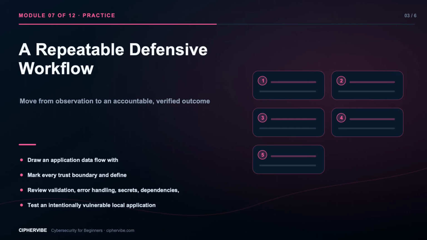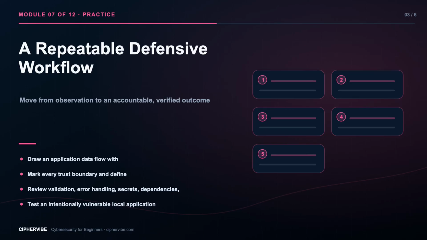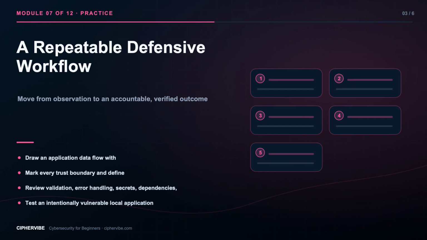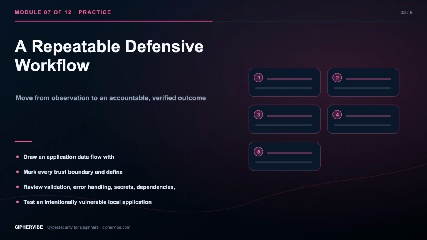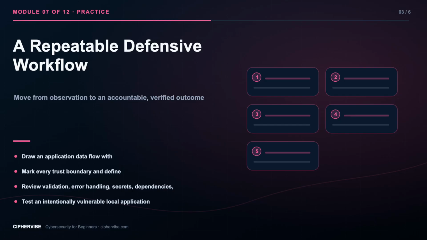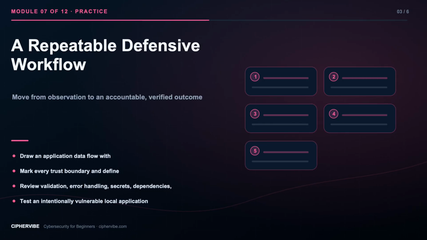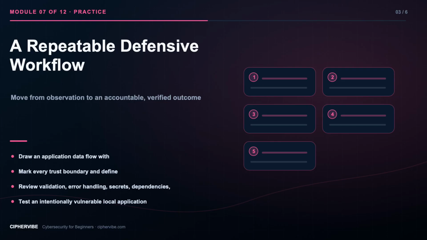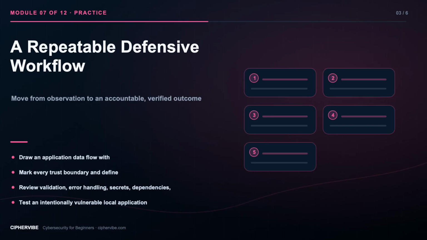Third, review validation, error handling, secrets, dependencies, logging, and secure defaults. Fourth, test an intentionally vulnerable local application only inside an isolated authorized lab. Fifth, turn findings into design improvements, reusable components, tests, and verified fixes.